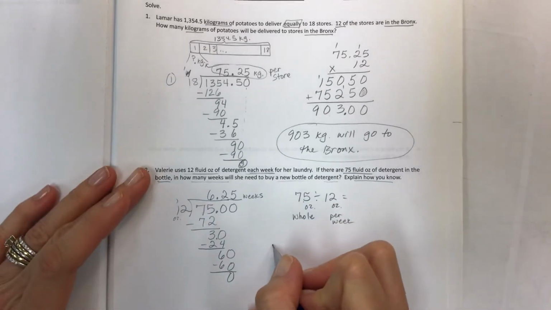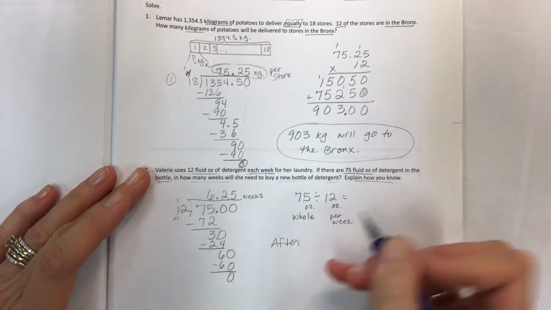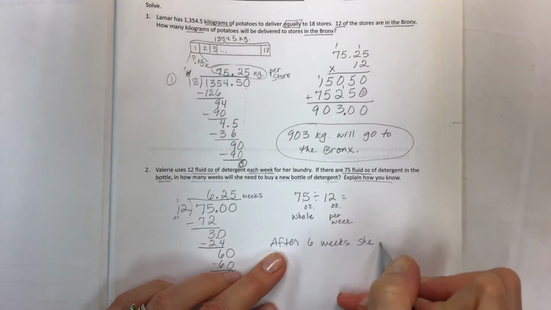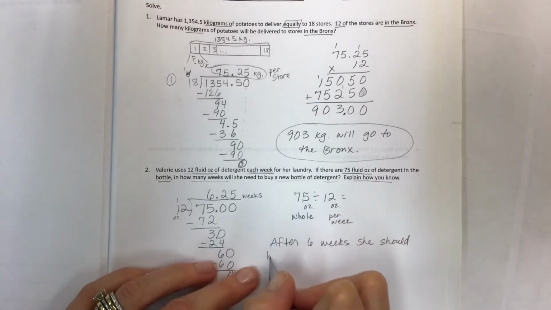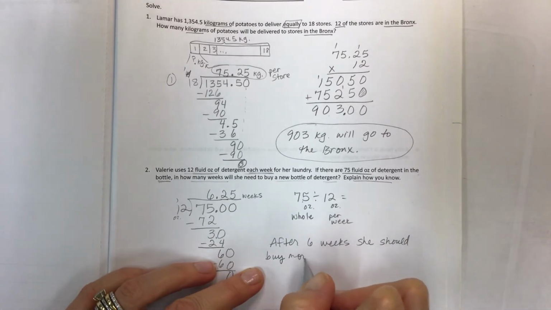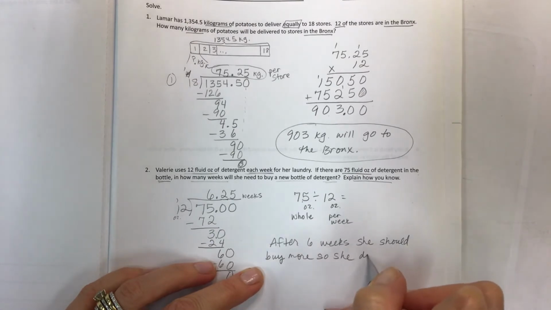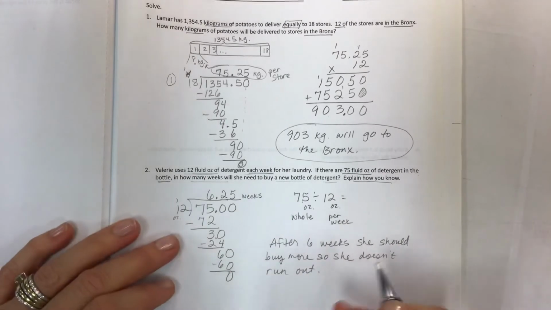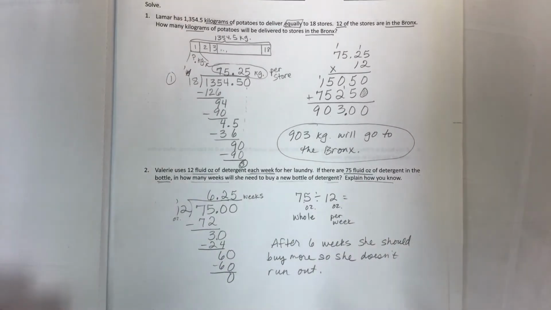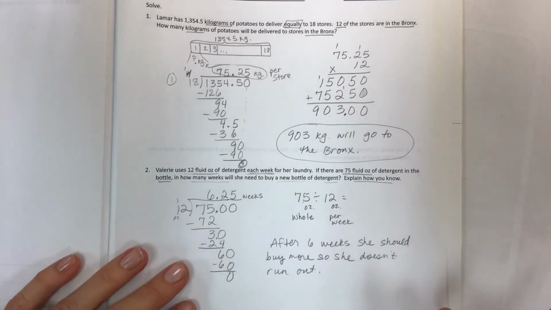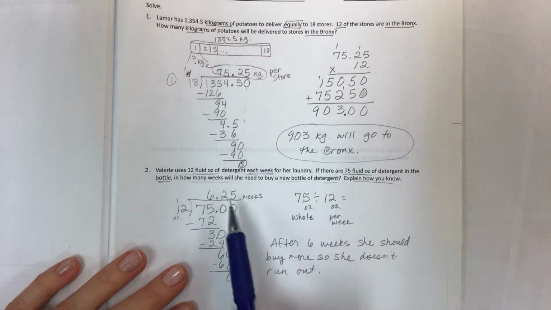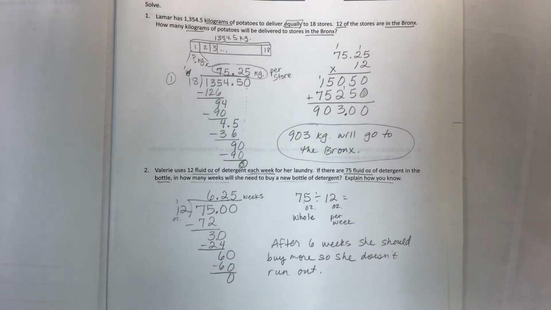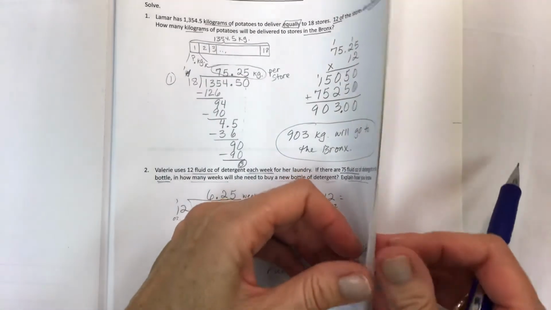So after 6 weeks, write this out. You have to explain how you know. After 6 weeks, she should buy more so she doesn't run out. Okay? There will not be enough to get her through the whole next week. So you have to consider, what does this 0.25 mean for the week? It means she's not going to make it through the whole thing. Okay? Let's do the next one.